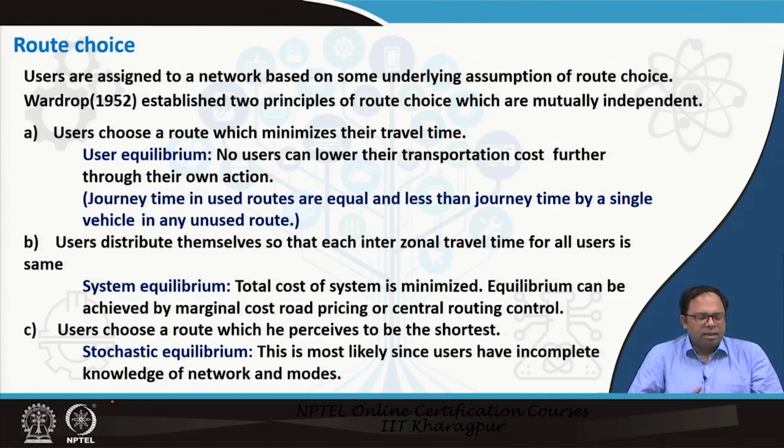So, we have another variant of the user equilibrium, where users choose a route which they perceive to be the shortest. So, users do not have full knowledge. They have incomplete knowledge of networks and modes, or of what the situation is at that particular point in time, and accordingly they choose a route which they perceive to be the shortest. So that is not based on the actual cost. That is based on their perceived cost. So this leads to stochastic equilibrium. So these are three ways users choose a route.